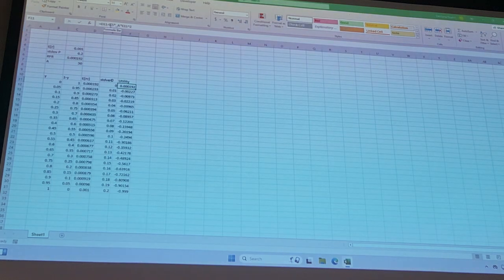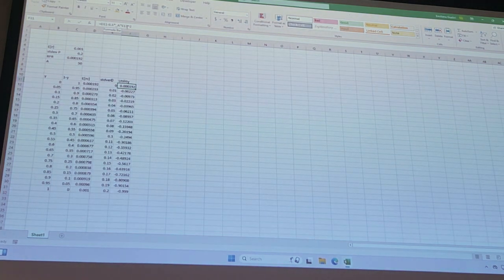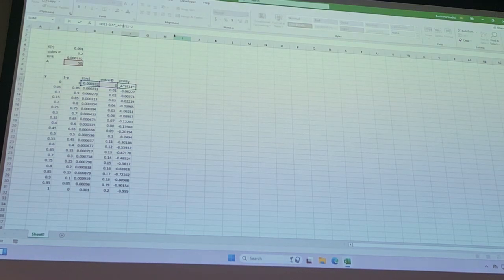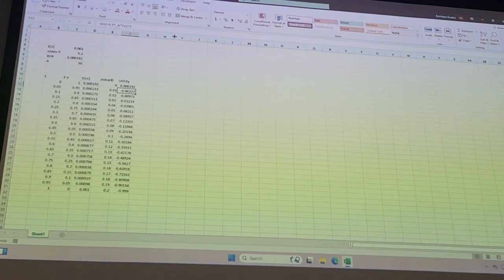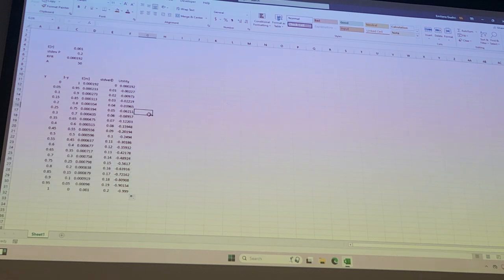Expected return minus 1/2 A sigma squared. Does it understand the order of operations? There was a version of Excel that didn't quite understand powers. Did they fix that? Yeah, they fixed it. Okay.